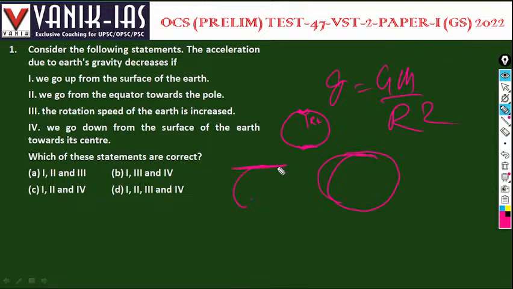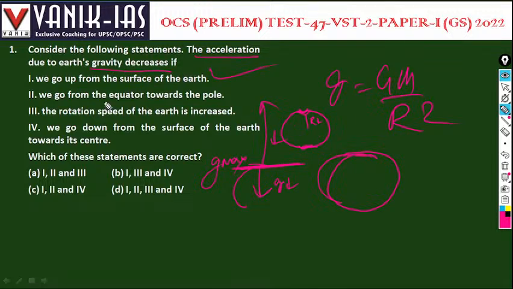At the surface of Earth, g is maximum. Remember, when you move upward, then g decreases. When you move downward, then g decreases. g is maximum at the surface. So when we go upward, the acceleration due to gravity decreases if we go upward from the surface of Earth.